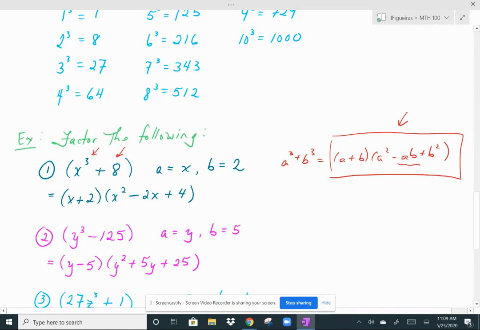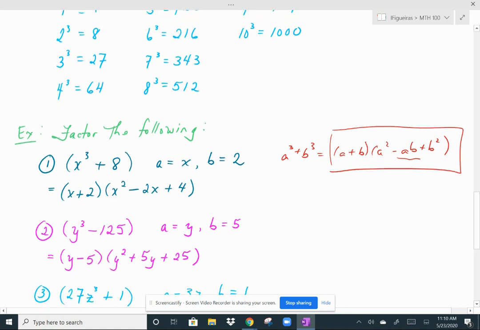That's x times 2, which is 2x, plus b squared, and b squared is 2 squared, which gives you 4. And once you do that, you're done. This trinomial is not factorable, so there's nothing else for you to do. You have actually answered the question. All right, so let's go on to the next one.